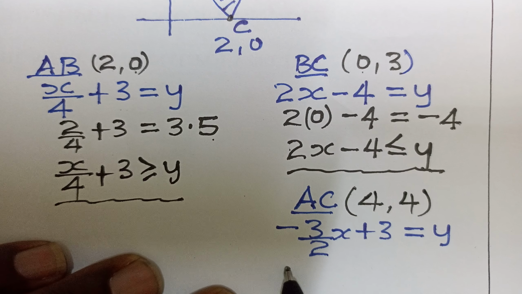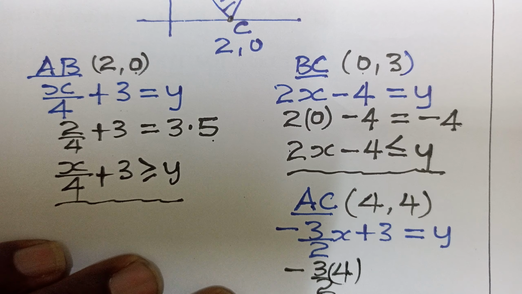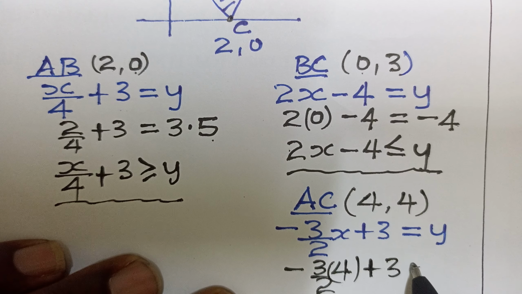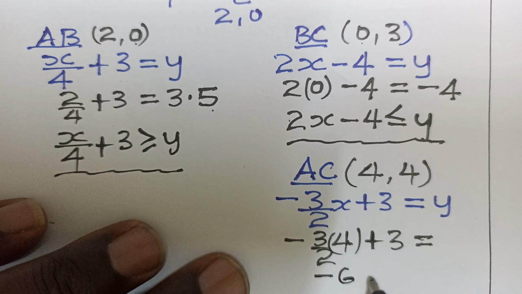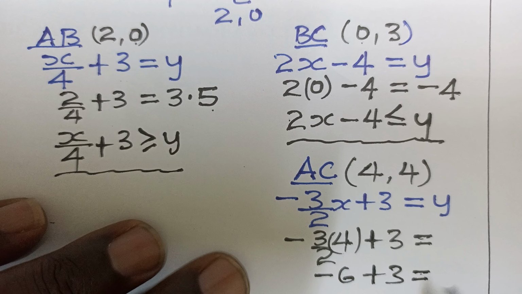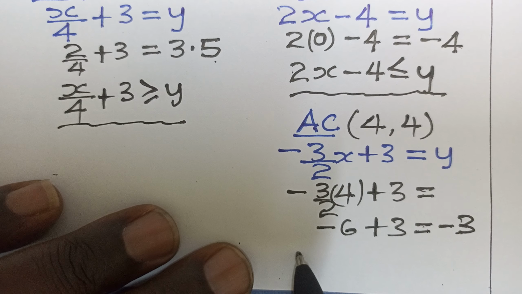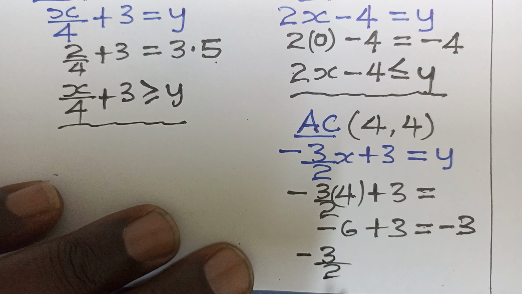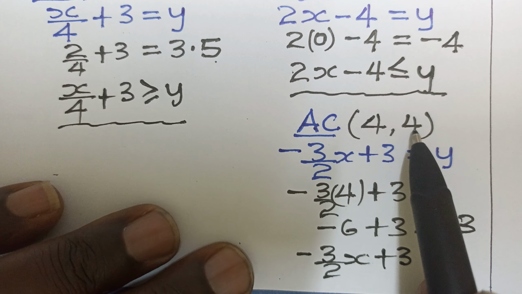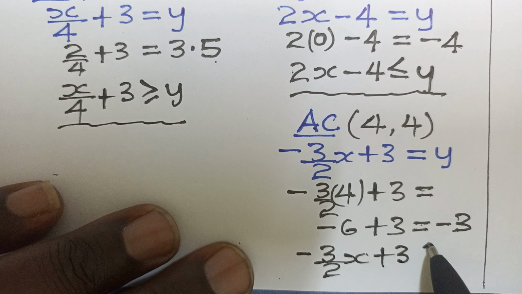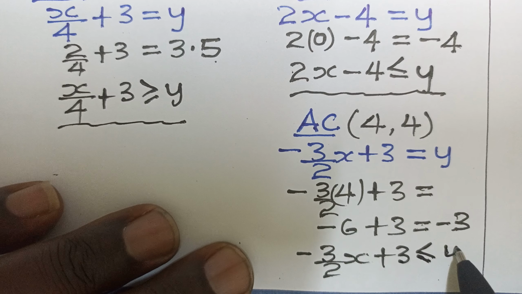I come now and place this for x, so I put 3/2 times 4 plus 3, and let's see what the answer will come to. So this comes to minus 12/2, which is minus 6, plus 3. Guys, this comes to minus 3, and so this is less. And therefore, guys, this is now going to be minus 3/2 x plus 3. Now it has become less than the real value of y. And so this one now comes to, we put it like that, that is less than y.